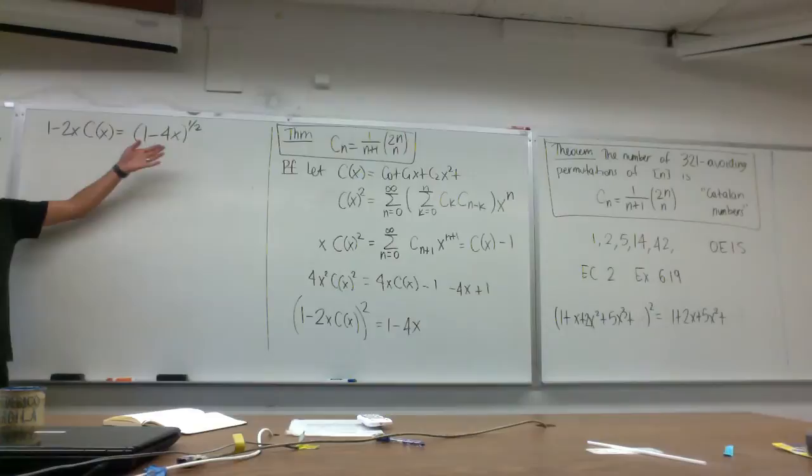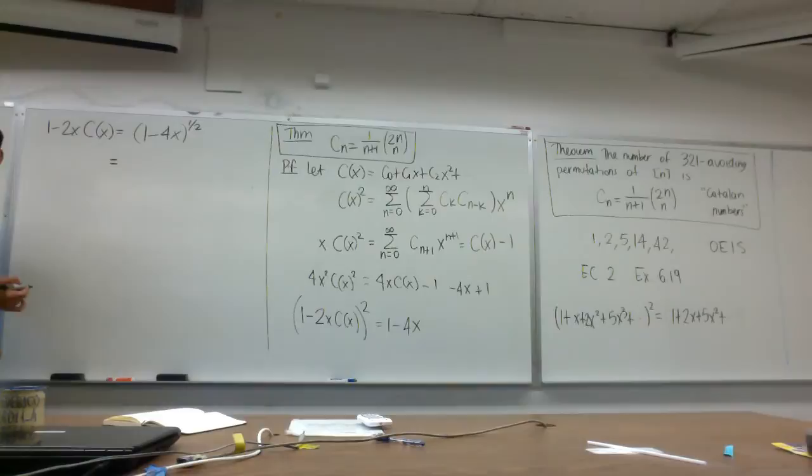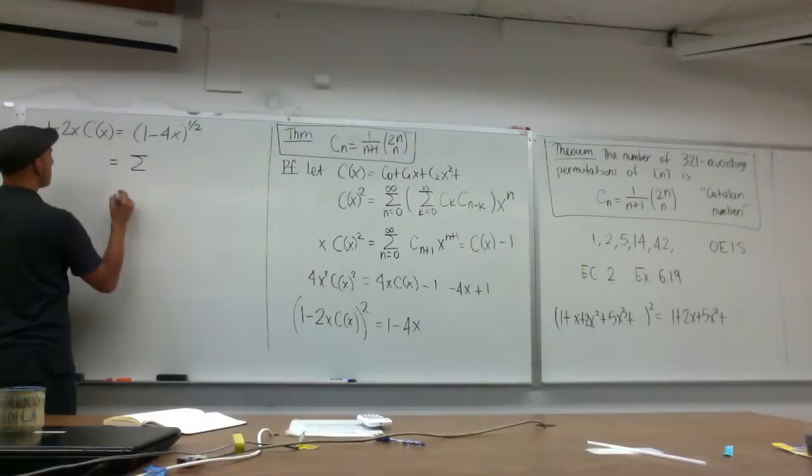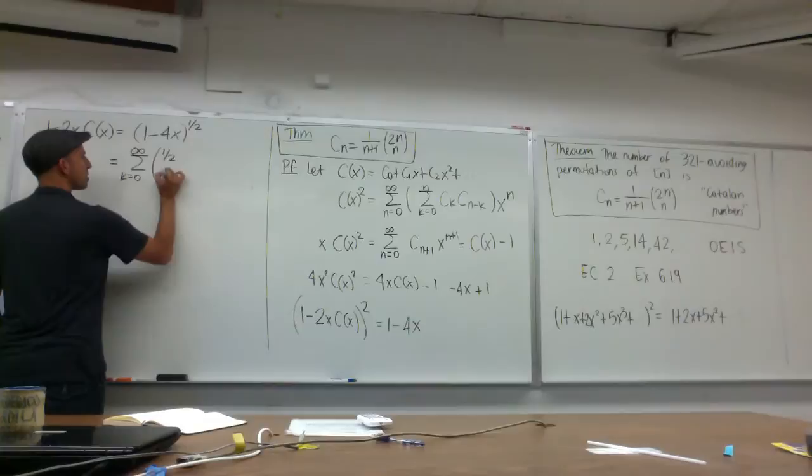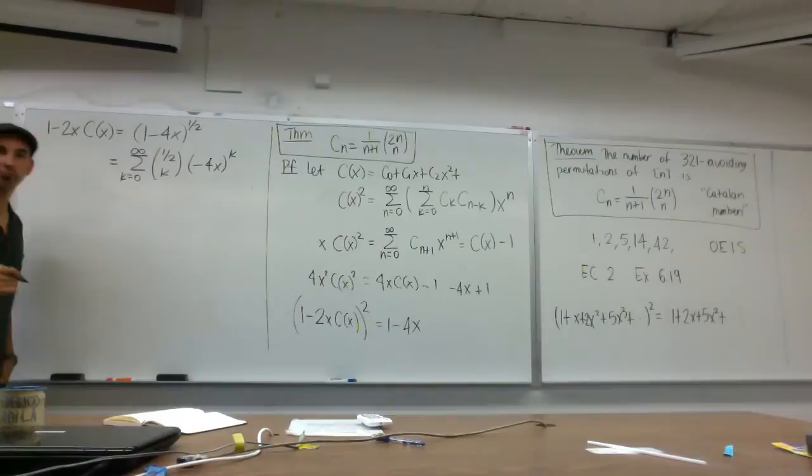But I know how to deal with something like this because this is just a binomial theorem, right? This is 1 plus something to a power, and so the binomial theorem tells us that this is equal to the sum from k equals 0 to infinity of 1 half choose k times minus 4x to the k. This is the binomial theorem.